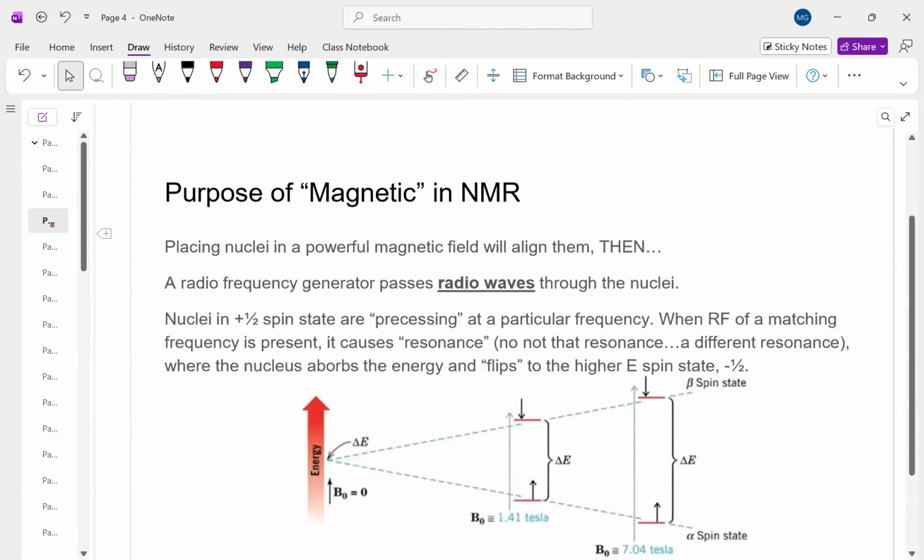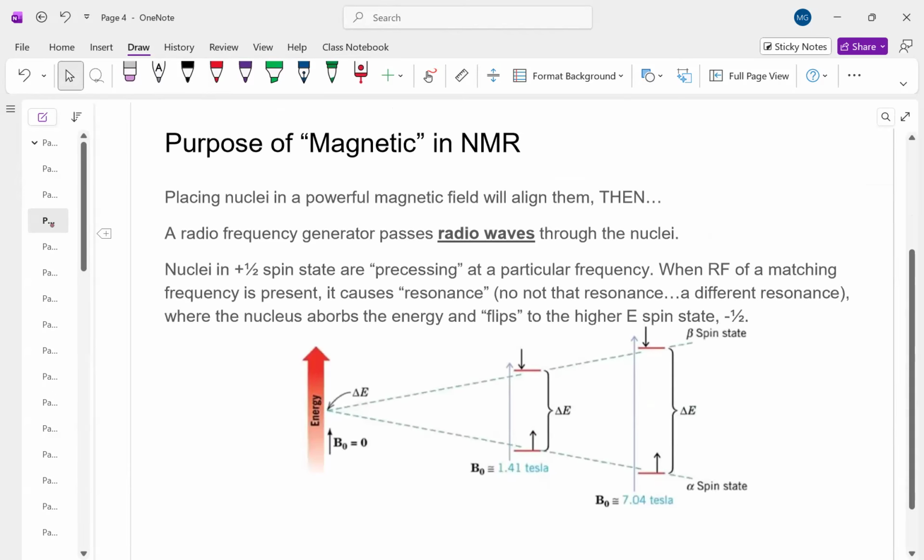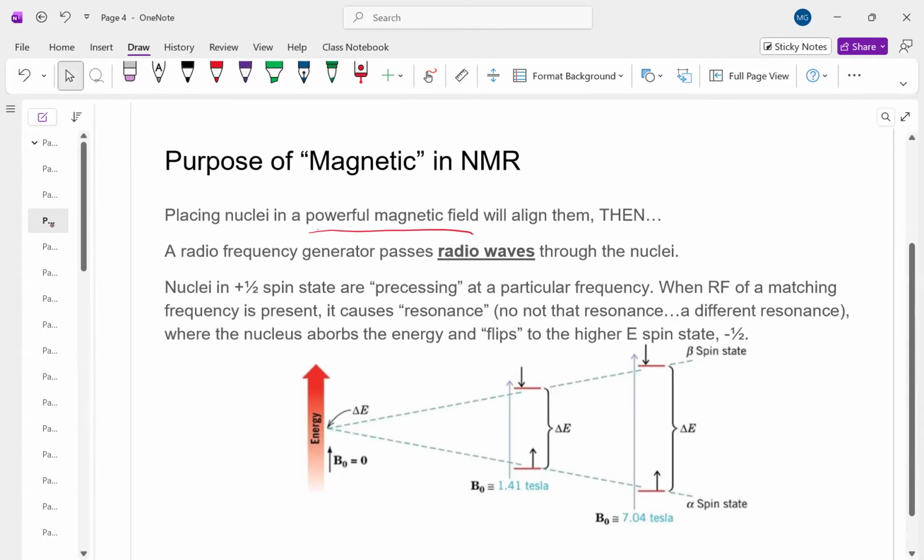Now, why is there something magnetic in NMR? Why is there something magnetic in MRI? When you place these nuclei, so now you're all in this room, and now you're all going to be put in the middle of a very powerful magnetic field. And that's going to align all of your spins.